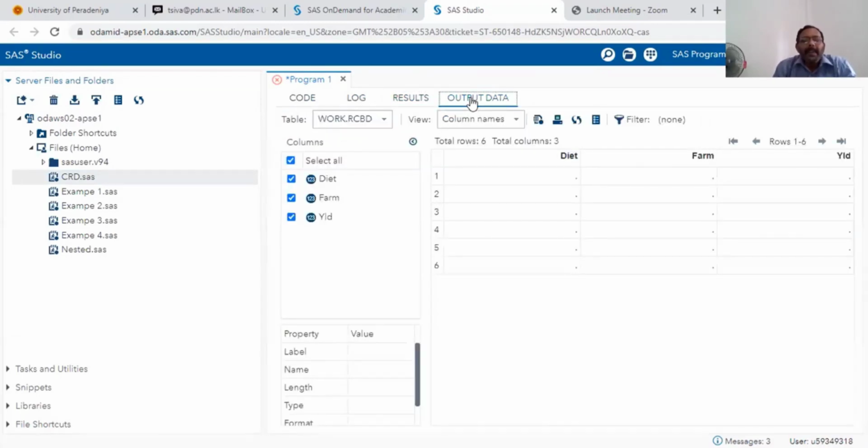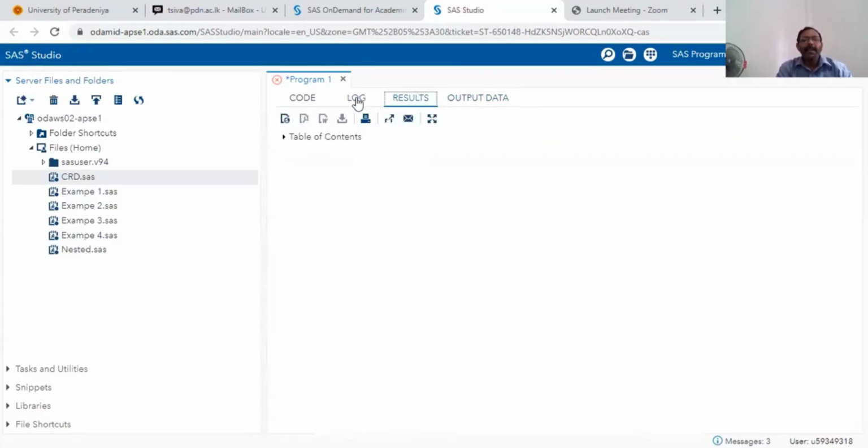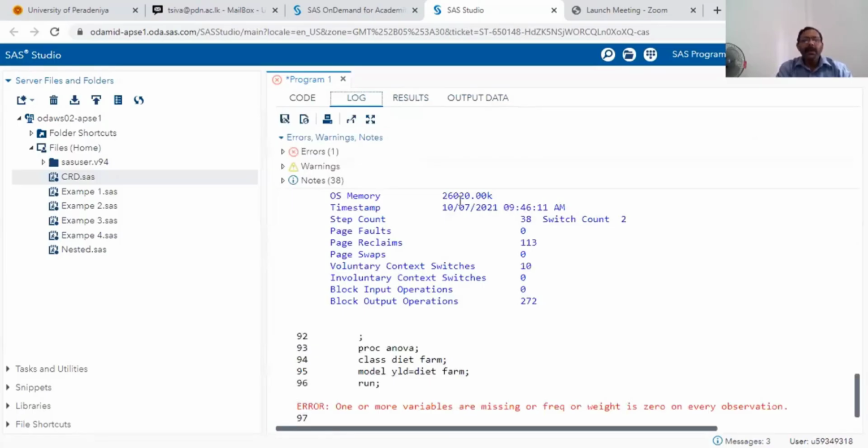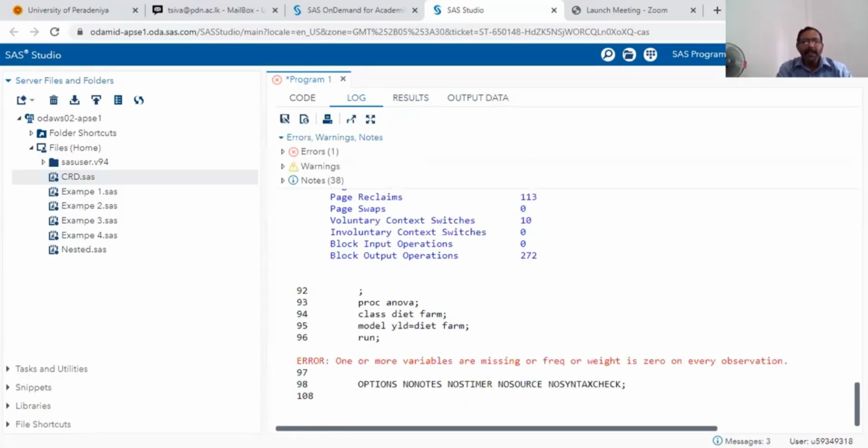There's a problem. Can you guess what the problem is? Because I just want to show the problem. Can you guess the problem? So I went to the log window and it says something. Error, one or more variables are missing, or frequency or weight is 0 on every observation. Something is wrong with the data.